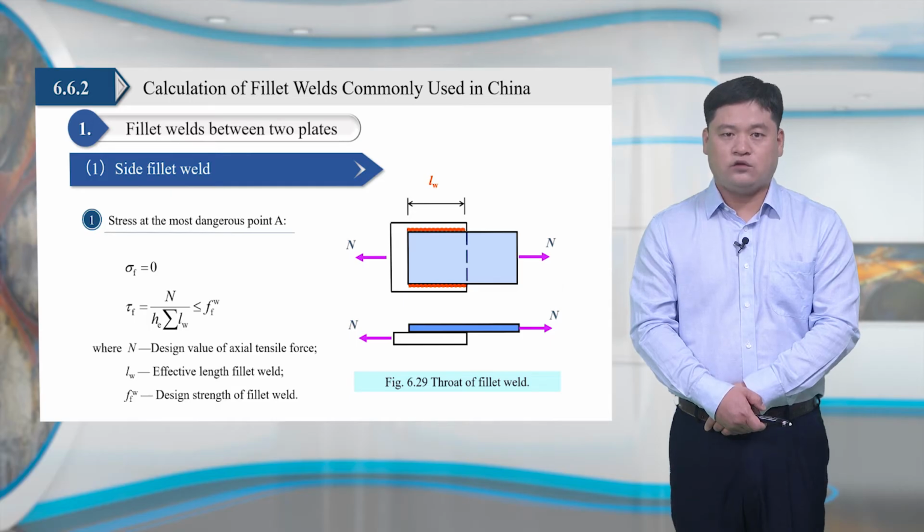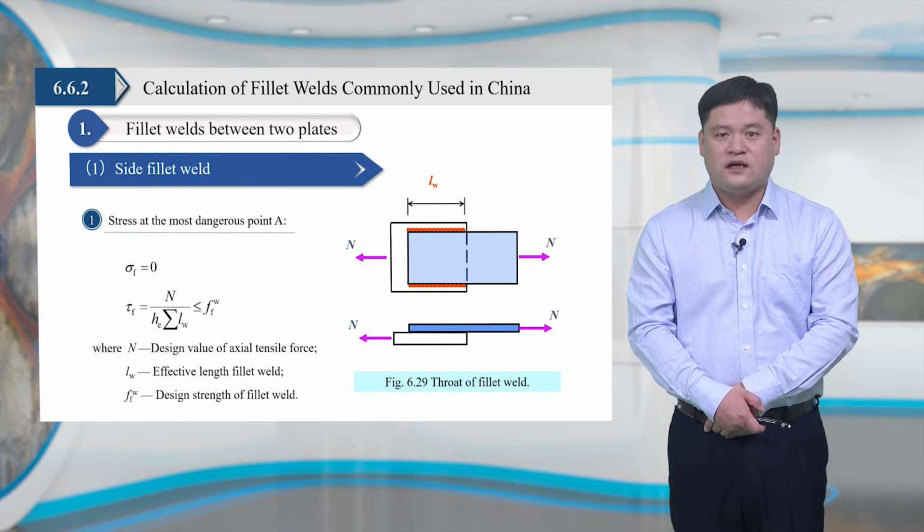The side fillet weld is mainly subjected to shear stress, with small elastic modulus, low strength, and good plasticity. The shear stress of the side fillet welds is parallel to the length direction of side welds, and must be less than the strength design value of fillet weld, so as to ensure the safety of the weld.